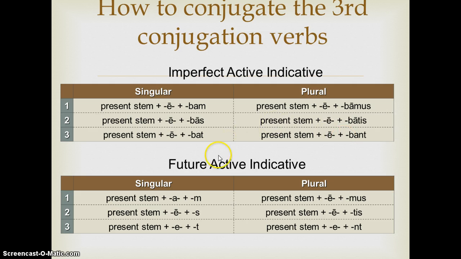Easy peasy. For the future, you're going to get your present stem, and this time, to show that you're in the future, you're going to use a different vowel. So instead of using the I, sometimes the U, you're going to use the E, sometimes the A. So first person singular is your present stem plus a plus m. And then for second and third singular, for second and third plural, you're going to need your E to show you're in the future. And then you just add those personal endings, right? s, t, mus, tis, nt. So the future for the third conjugation verbs are am, es, et, amus, atis, ent.